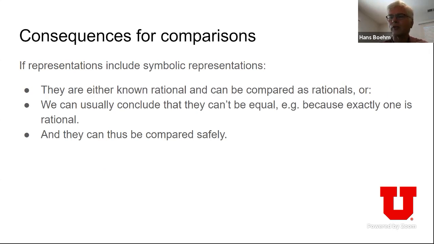So the consequences here, as far as comparisons are concerned, so long as the number representation includes a symbolic representation, they're either both known to be rational, in which case we can just compare the rationals, or in the other case, if they have other representations, we know that they're irrational, and in general, in the usual case, we can compare them as well, because we can typically conclude based on the symbolic representation that the numbers can't possibly be equal, and thus they can be safely compared by just evaluating to increasing precision. So in particular, if we're comparing a known rational to a known irrational, we know that the naive comparison process will converge.